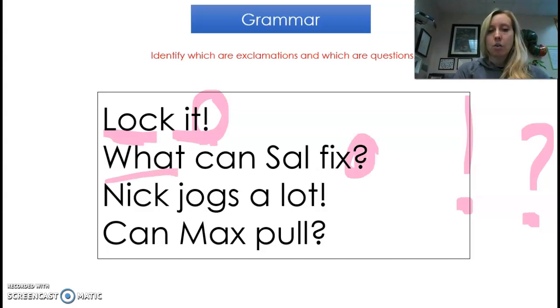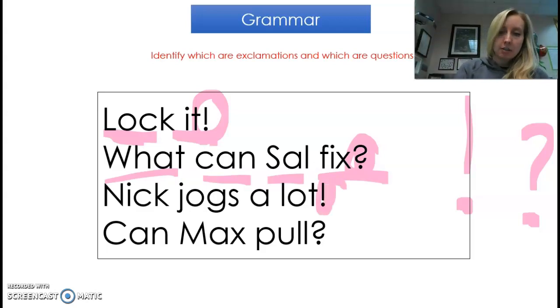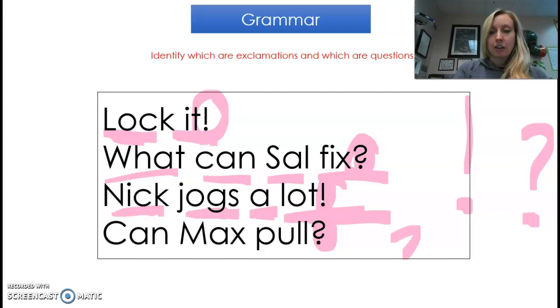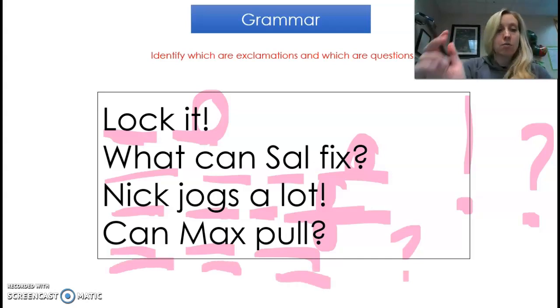Let's read it. What can Sal fix? Again, what can Sal fix? We don't know. Let's look at this end mark. We're excited again. Here we go. Nick jogs a lot. Together. Nick jogs a lot. Okay, last one here. We have a question. We're not sure. Here we go. Can Max pull? Again, can Max pull? We don't know.